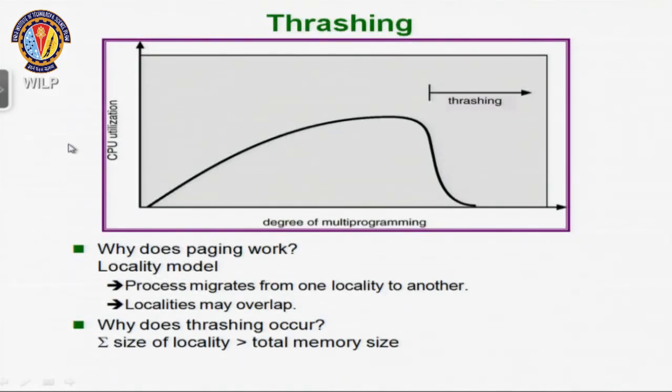So this is an example here. What happened is that CPU utilization keeps going up when one increases the degree of multi-programming, that is, more and more programs in memory. In this diagram, we are trying to show that if we go beyond a particular point, then increasing the multi-programming results in a degradation of performance.